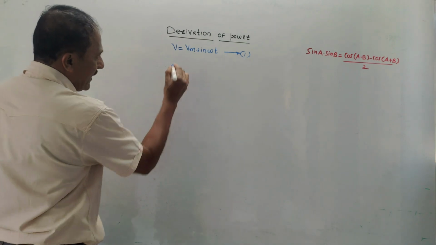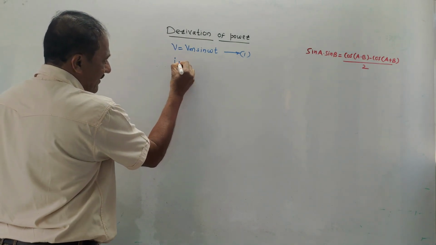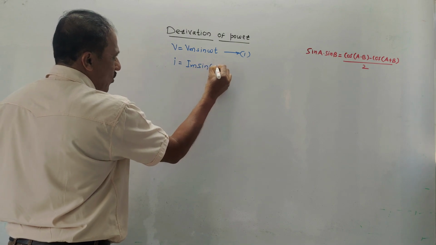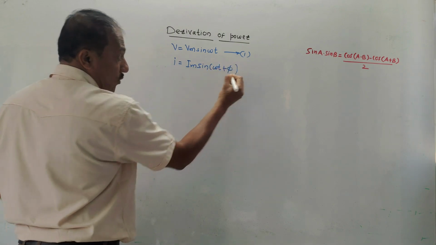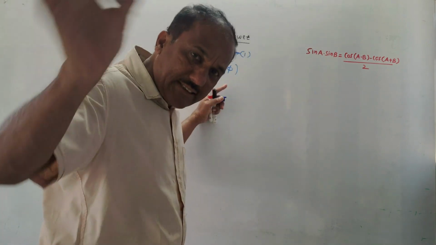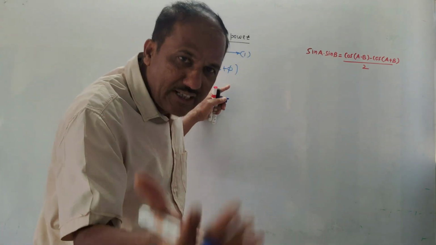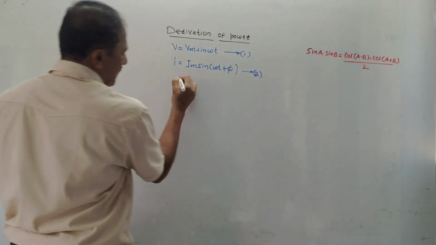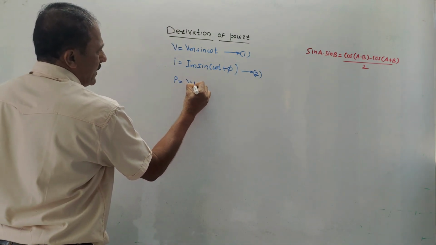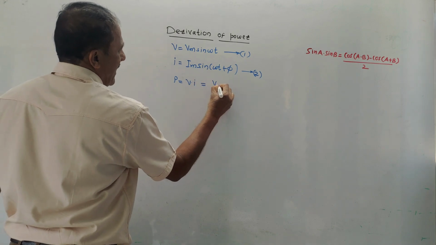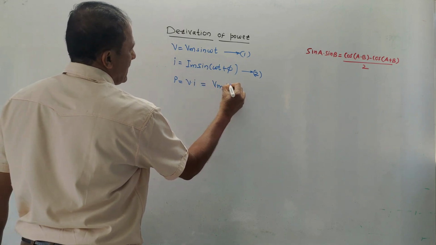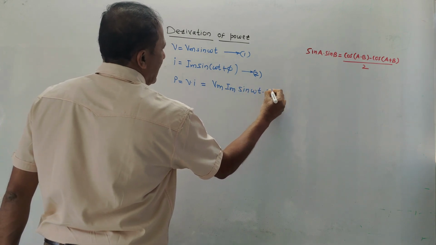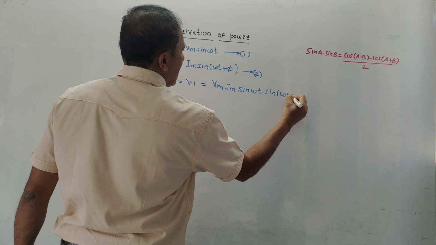So if I want to write equation of current on the same lines, I will write it like this. I is equal to Im sin(omega t plus phi). Why plus phi? Because voltage is lagging, means in another language current is leading by an angle phi. Say equation 2. Now basic formula of power, P is equal to V into I. So simply I will put the values. So it is Vm Im sin omega t into sin(omega t plus phi).